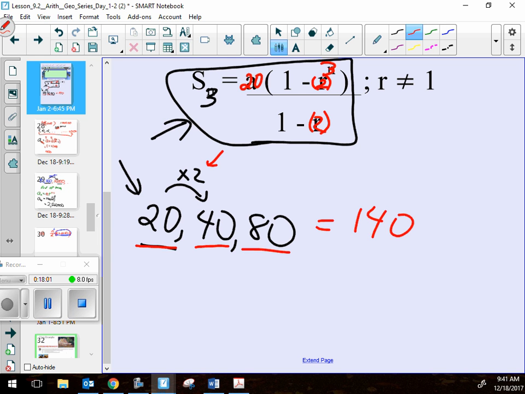So then this is 1 minus 2 to the third is 8. 1 minus 8 is negative 7. 20 times negative 7 doesn't seem like it's off on the right foot here. But then when we divide by 1 minus 2 makes negative 1, it gets us back to, oh, I guess that'll fix the negative problem. 7 times 20, 140. Cool, worked.